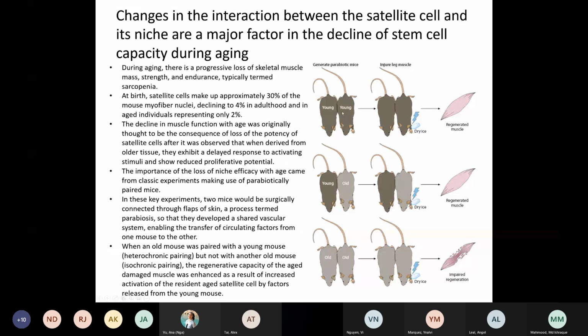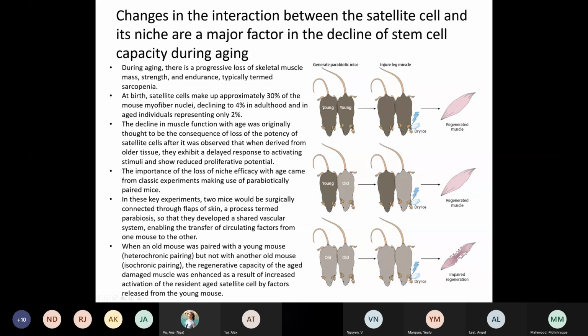These are called parabiotic mice. What happened here is they open the flaps of two mice and they get them linked together. So they link these two animals for a long period of time. So the circulation of these two animals will be the same circulation. Okay, it's the same blood that's circulating in these two animals. Of course, these two animals must be compatible. So you can do this experiment called parabiosis.